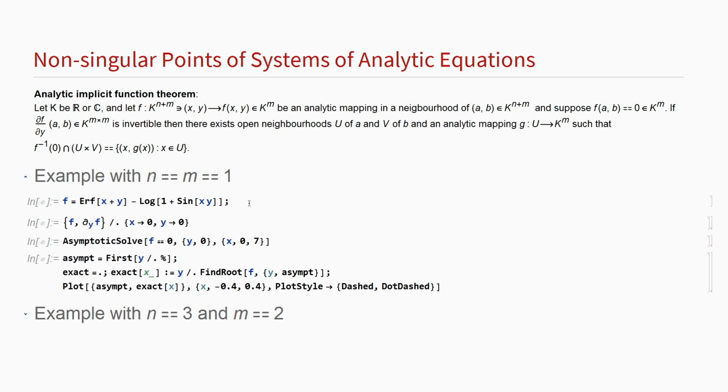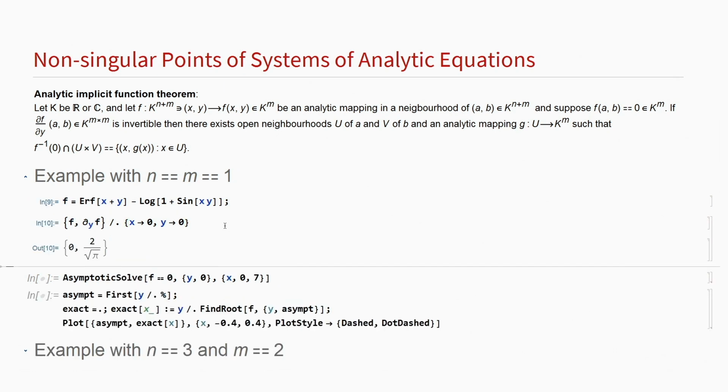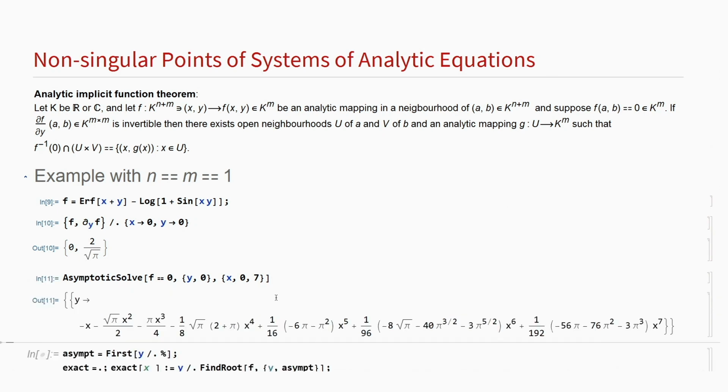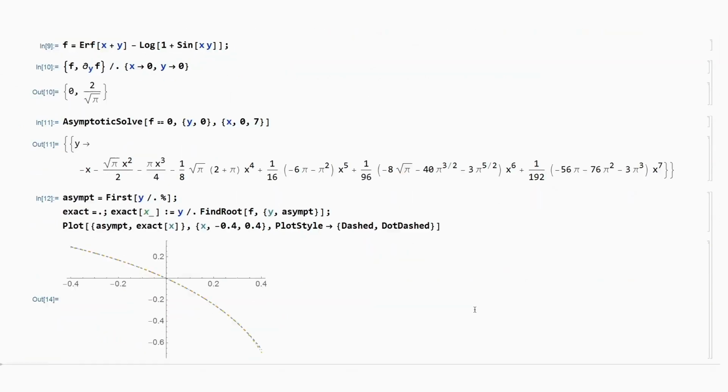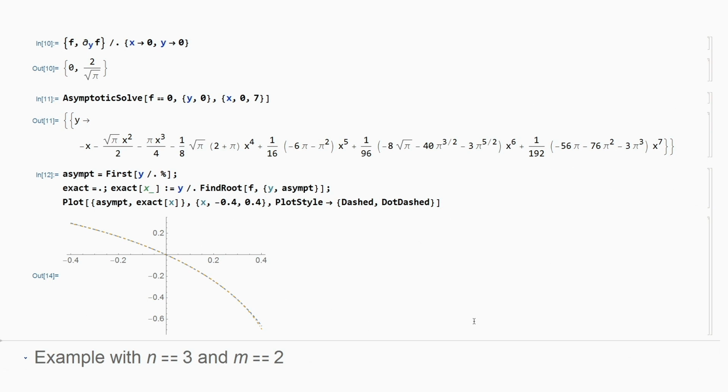So here's an example with n and m of dimension 1. Here's a function. Let's check the function is 0 at 0. Its derivative is not 0. So we should expect one analytic solution. And indeed, we get a power series with integer powers. And we can check that the solution is a good approximation for the function. It's pretty difficult to tell them apart.